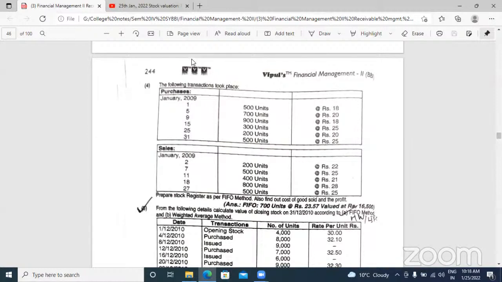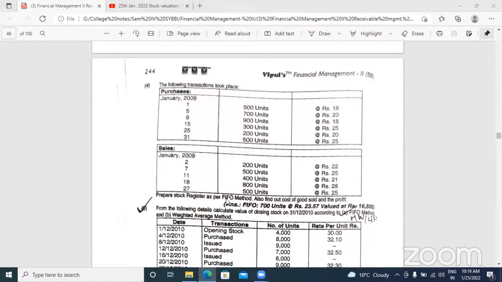So see, the following transaction took place. These are the transactions of January 2009 regarding purchases, and these are the transactions of sales of the same month, January 2009. But we do not have to go according to purchase and sales. We will go according to the dates, chronological order. We need to follow chronological order.